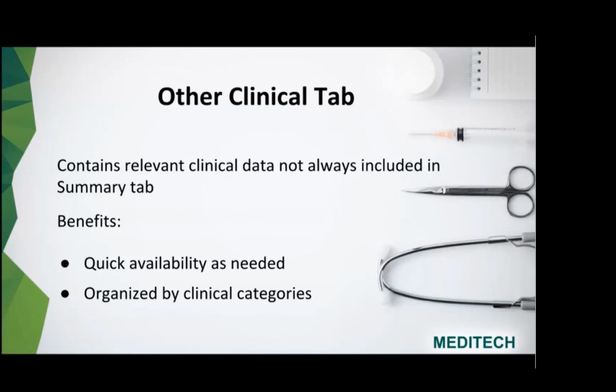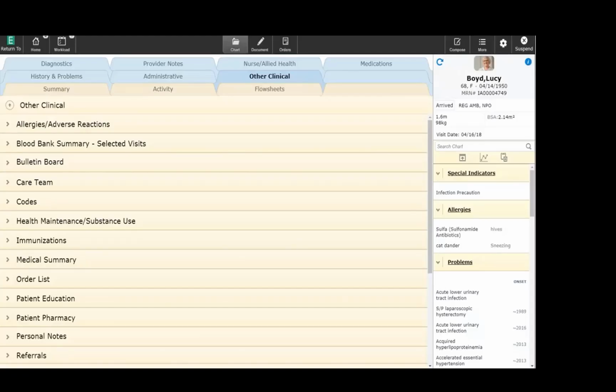Examples of other clinical data included and organized by category are immunizations, barriers, anesthesia records, surgical records, referrals, and durable medical equipment and implants. The Other Clinical tab contains patient-level information that does not need to be viewed on a daily basis, yet still needs to be available for review.